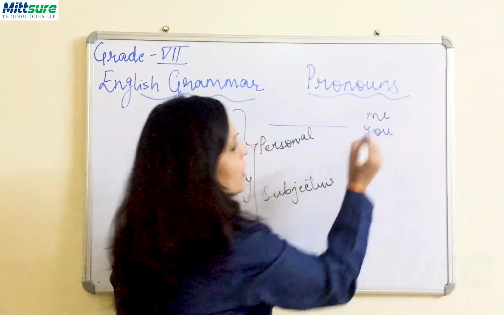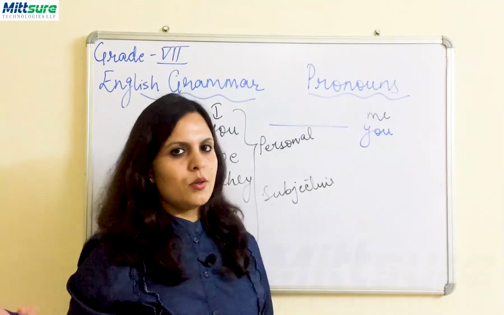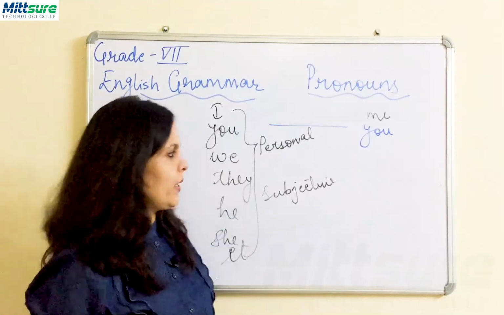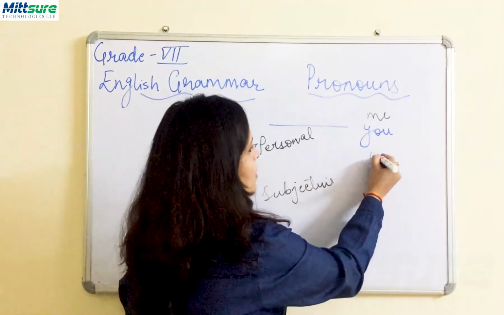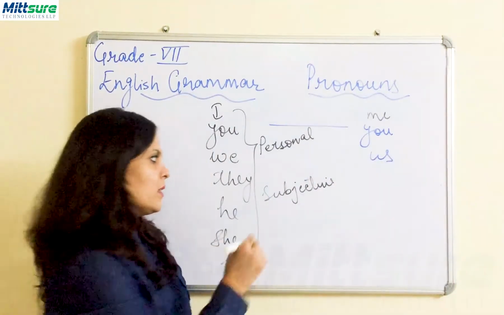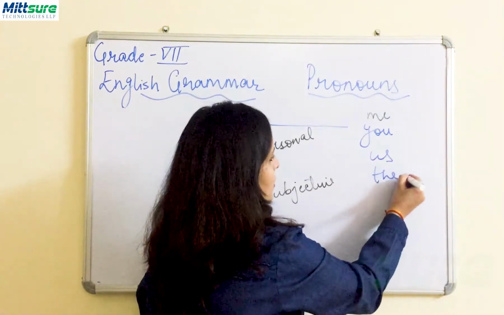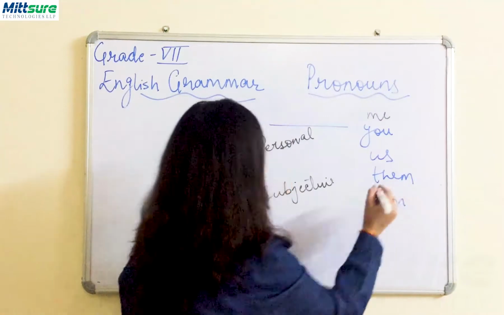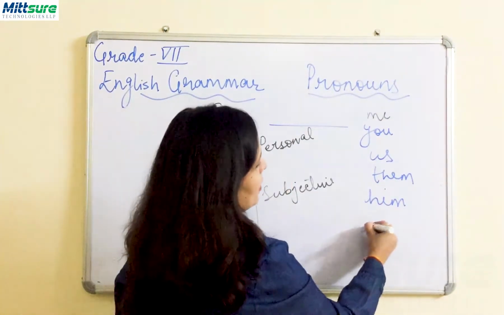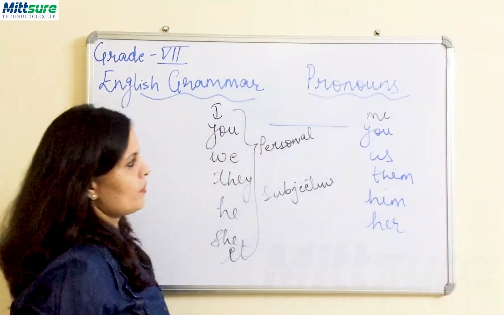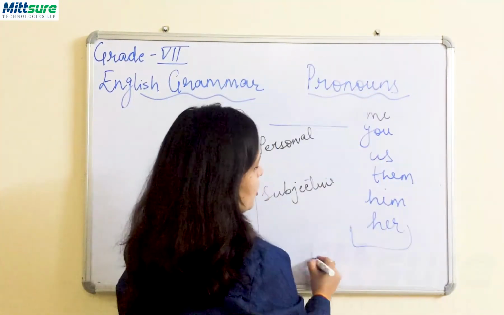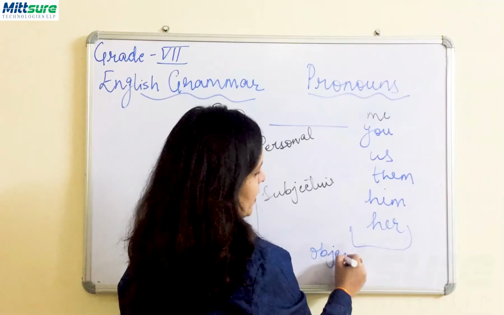For we, see, you remains you only. This is a neutral pronoun. So it remains you only, right? You like to cook, for you only. We becomes us, right? They becomes them, right? He becomes him and she becomes her. So these are the subjective cases and these are called the objective cases.